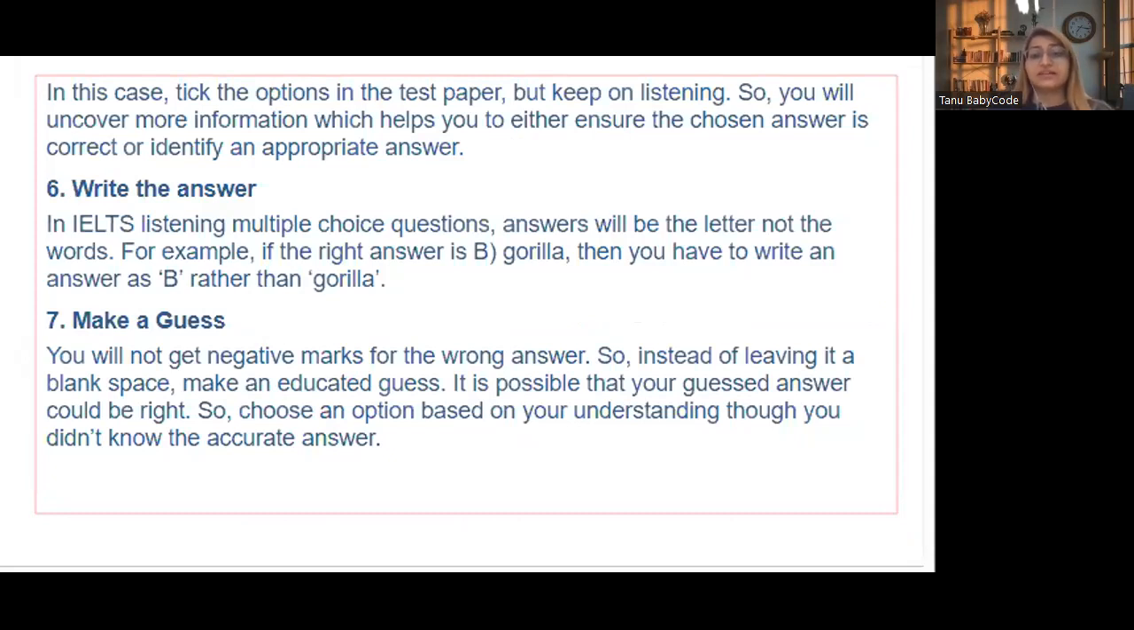Write the answer. Now answers will be letters, not the words. So write the correct letter, not the answer. Make a guess. If you do not know any answer, instead of leaving it a blank space, you can write a guessed answer. It could be correct also.